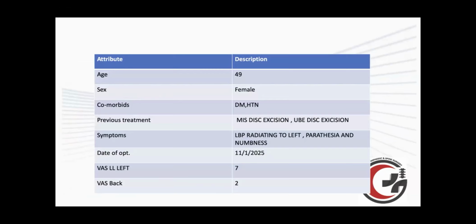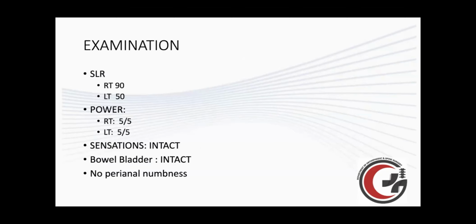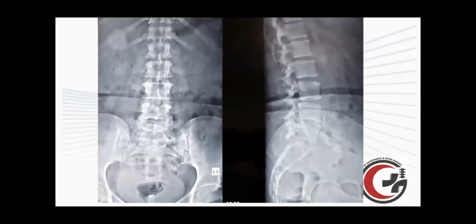She presented to us with lower back pain, which was radiating to the left leg, and her symptoms were associated with paresthesia and tingling. On her first visit back in 2022, her VAS at the lower limb was around 7, and the back was around 2, with the ODI of 65. This patient had the SLR of 90 on the right side, whereas the left side was 50, with intact motor and sensory systems, and her bowel and bladder were intact with no perineal numbness.